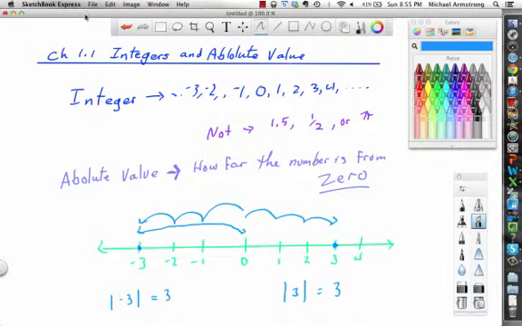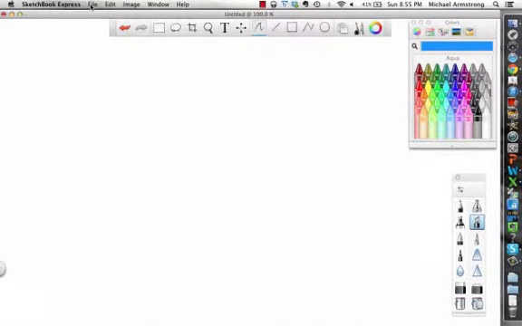Let's see if I can erase my page here. I think I just have to go like that. Oh, yep, that worked. Okay, so what's the absolute value of 2? It's how far it is from 0. It's 2. That gets you through 1 through 4 on your own. Let's look at another example.